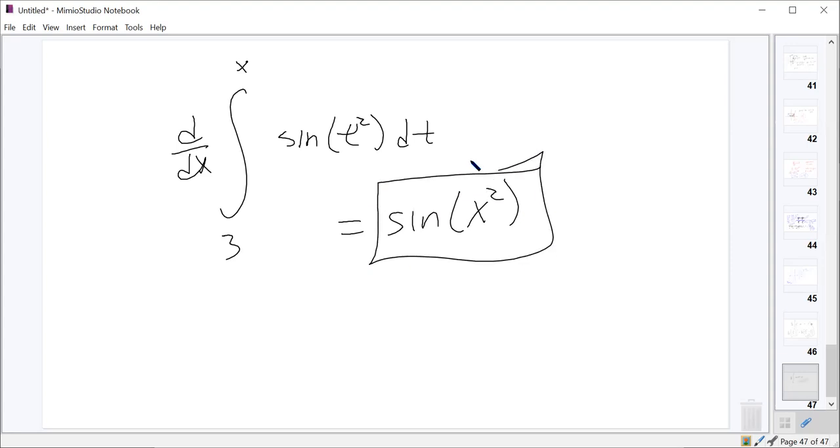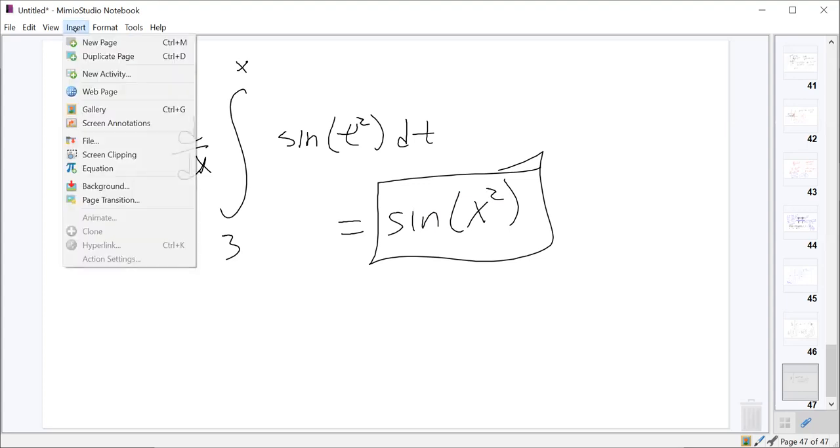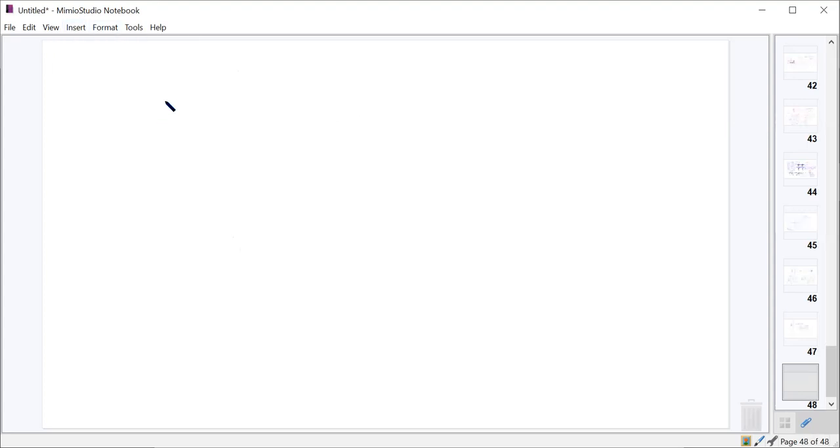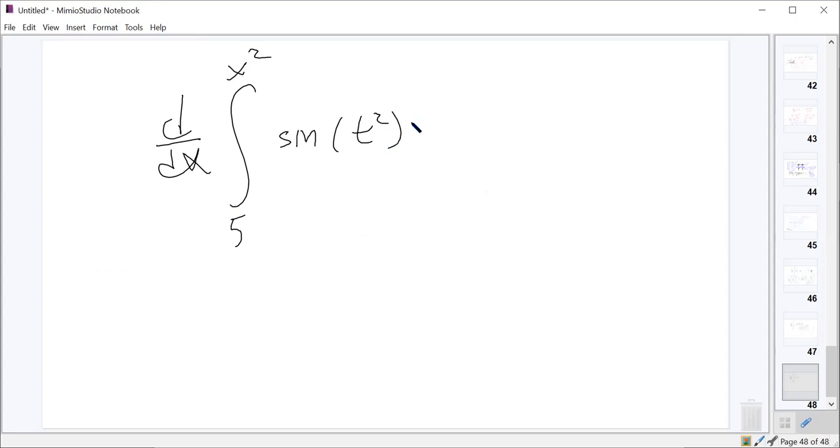That's the hope, right? But it gets more complicated, because they might say something like, what's the derivative with respect to x of the integral from 5 to x squared of, we'll just use sine of t squared again? Well, in this case, we integrate sine of t squared, which we actually can't integrate, to get some function, and then we would take its derivative.